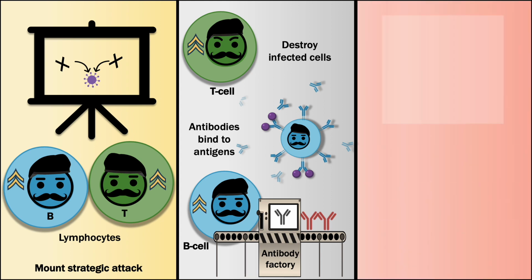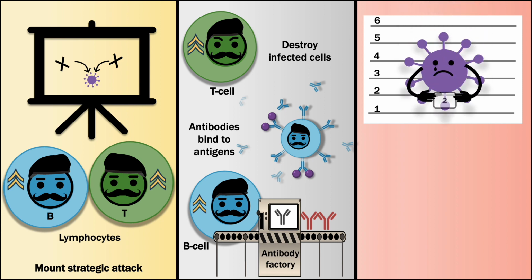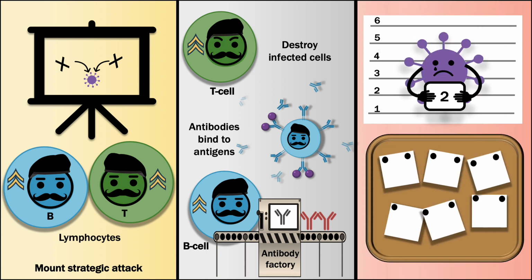The adaptive immune system also keeps a file on these different intruders, so it can provide long-lasting protection from recurring infections. The specifics of an antigen from a pathogen are memorized, so the B and T cells know how to fight back in the case of a reinfection.